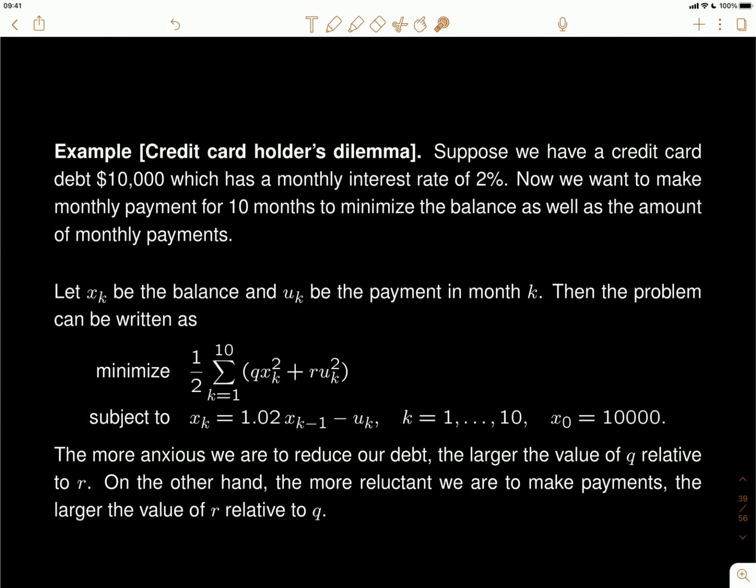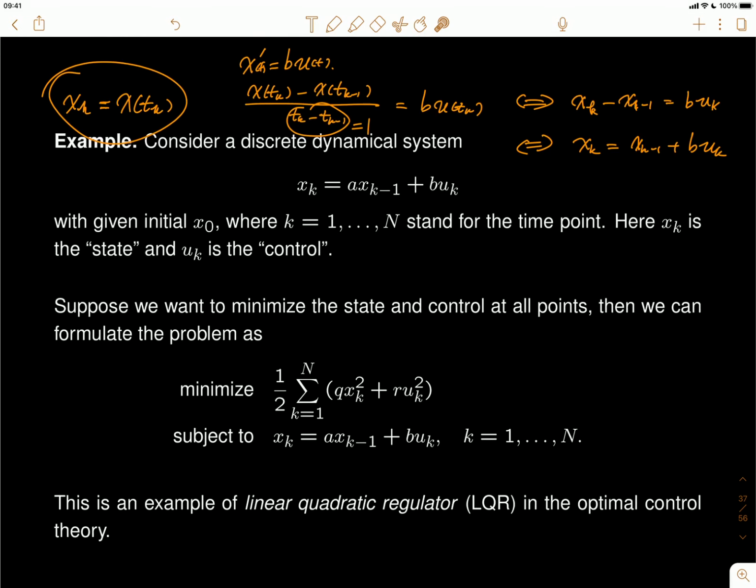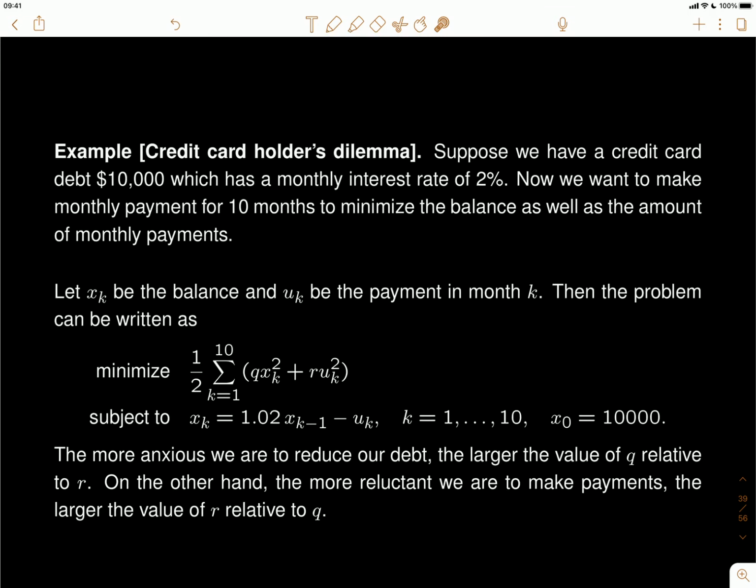And this is exactly the same application as before, right? It's just that we know A is equal to 1.02, B is equal to negative 1, and then we can set up the U and Q and R. We can interpret the meaning of Q and R very easily. If we don't want to have a big balance remaining in the account, then we want to put a larger Q. According to the book, the more anxious we are to reduce our debt, the larger Q we should put here, trying to minimize this xk.